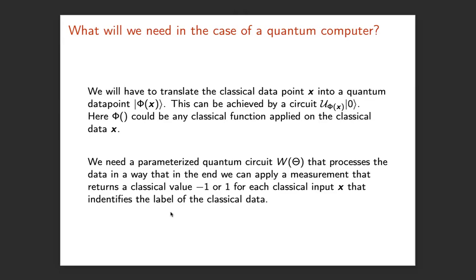So we will have to translate the classical data point into a quantum data point. This is normally achieved by setting up a specific circuit, which we also discussed before the break. And then we need what is called a parameterized quantum circuit that processes the data in a way that, in the end, we can apply a measurement that returns a value like -1 or +1 in case we have a type of binary output case.